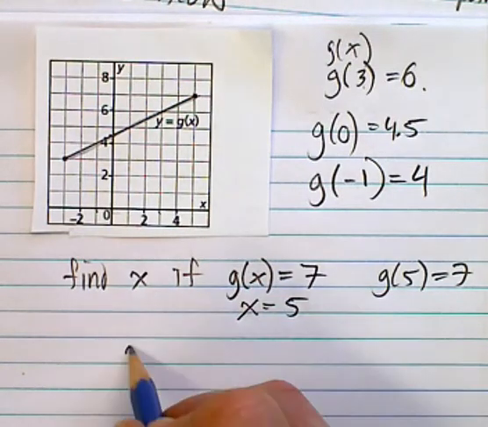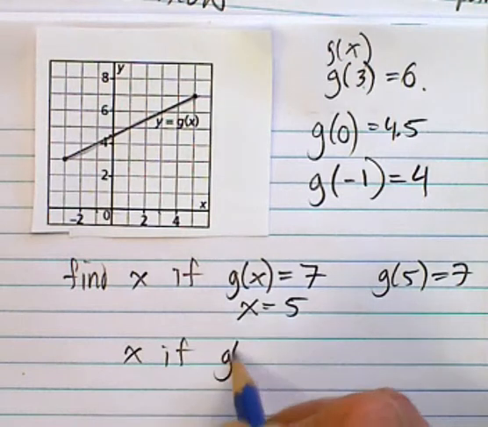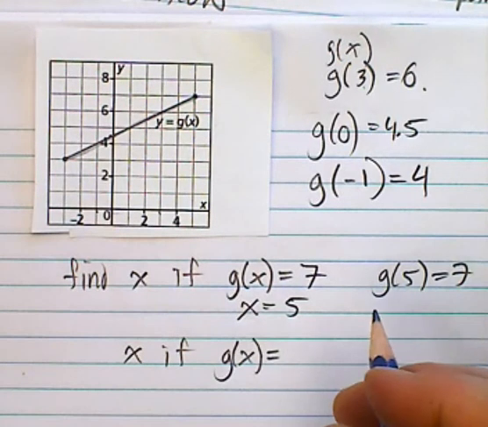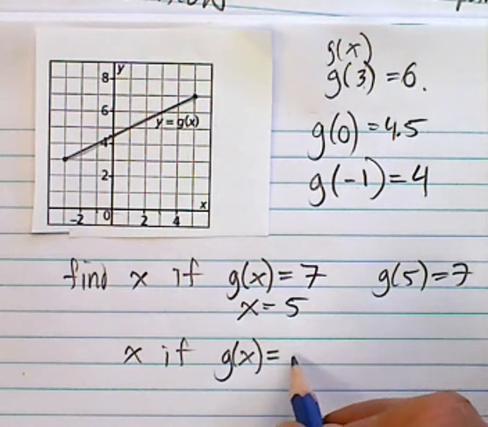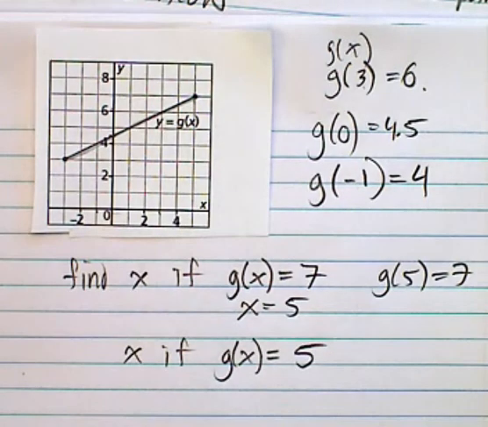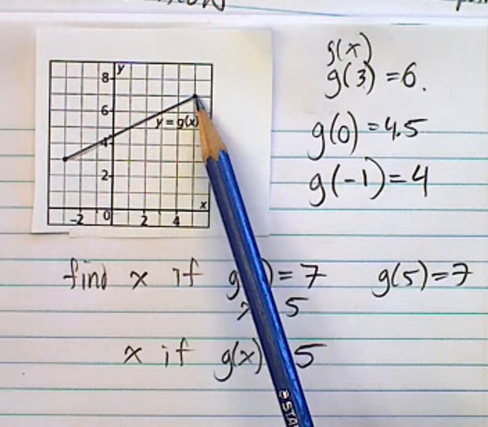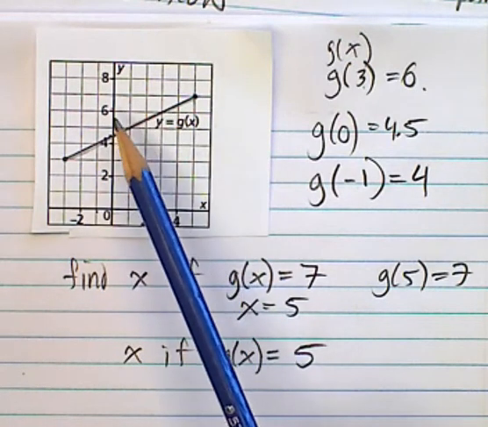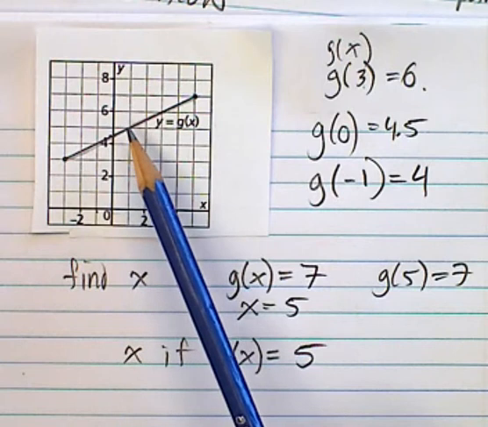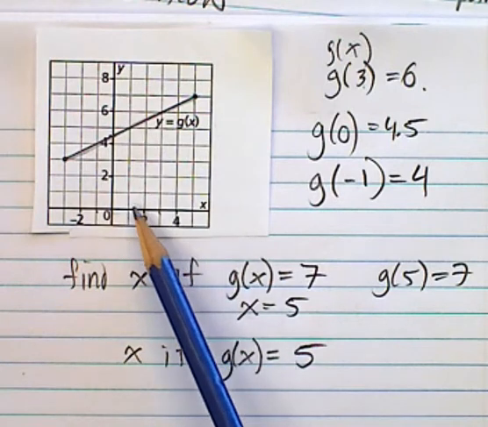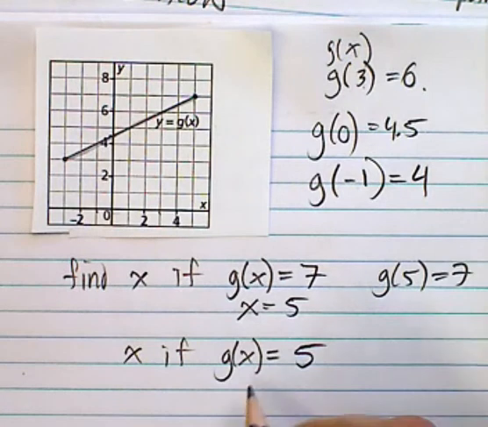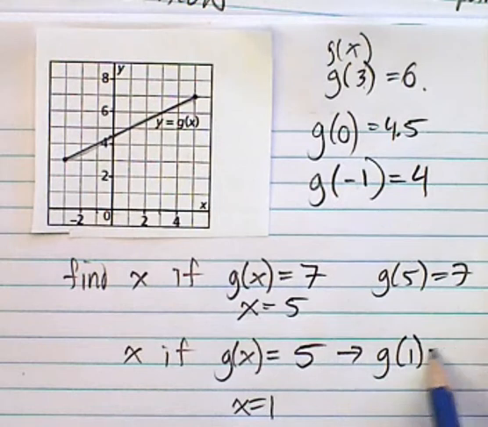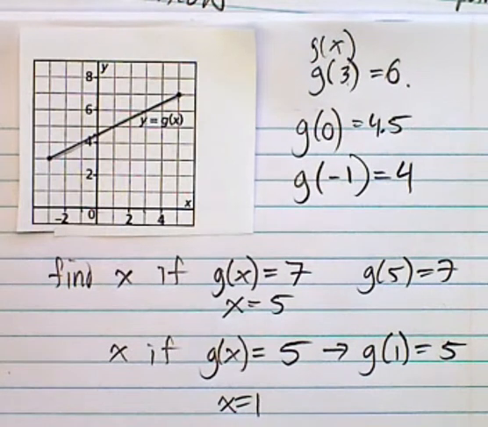Let's try again. Find x if g of x is equal to, let's try 5. So this is the function g of x. This is a g function. Where is it equal to 5? Well, we're looking at the y value. So 5 is right here. We go over. Boom. What's that value? That's x equals 1. So x is equal to 1. So again, if you took this, you could say g of 1 is equal to 5, right? That would be the function notation part.